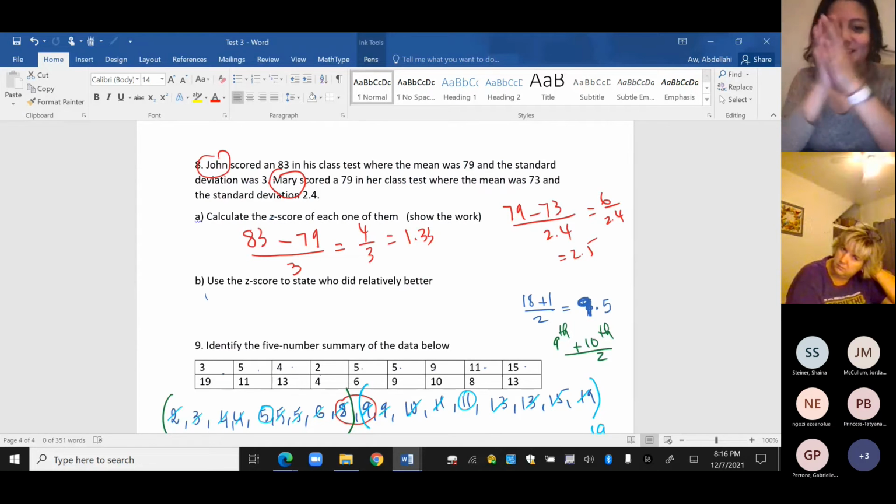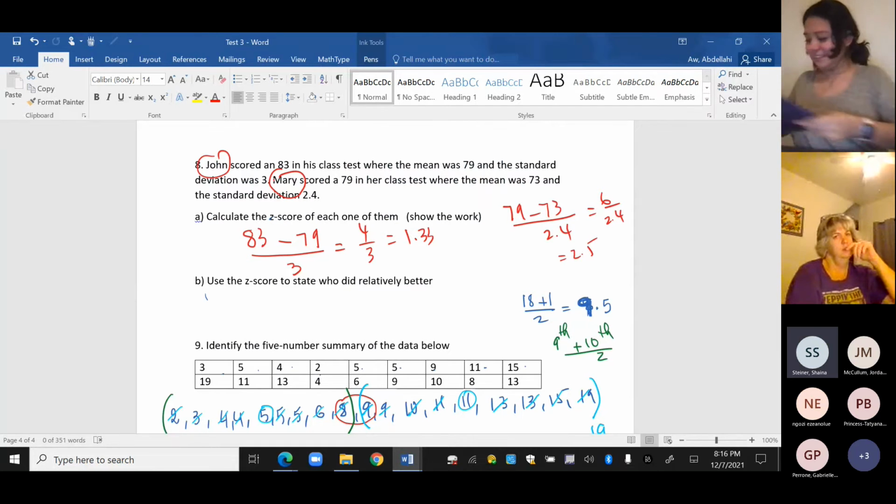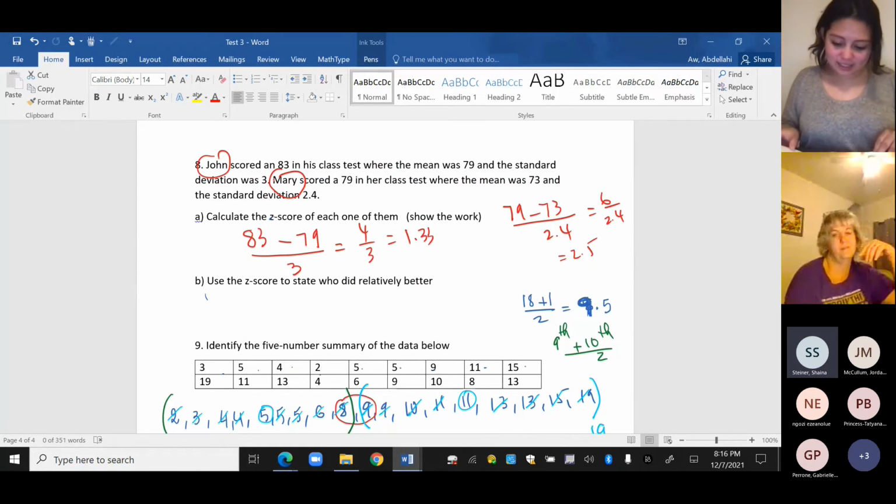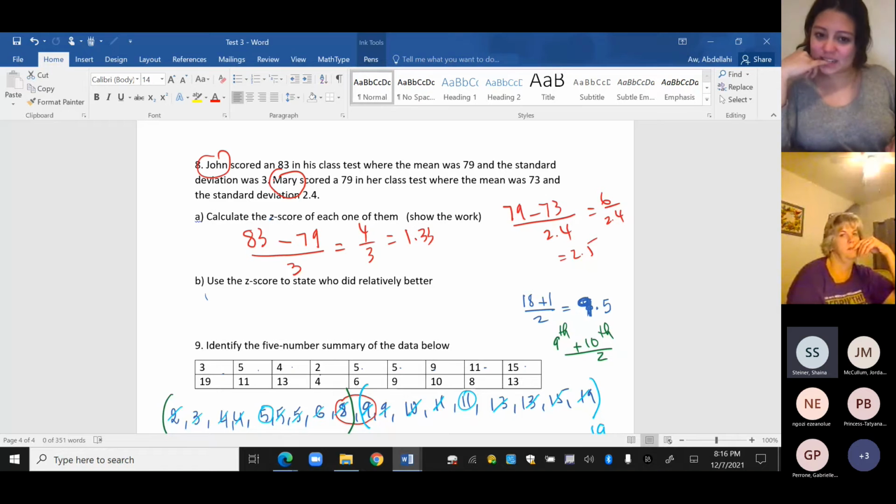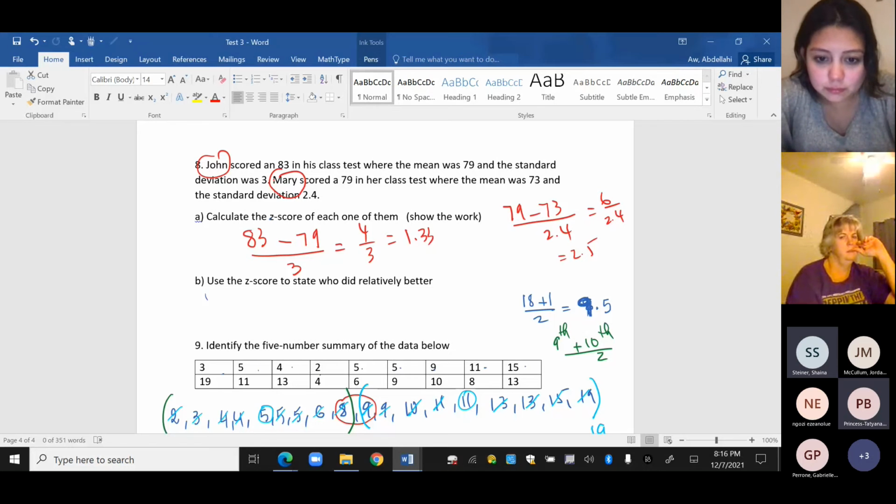Okay, I got that one wrong then. You see? I did it backwards for some reason. I did 79 minus 83 and 73 minus 79. Okay, I see. Then you will get negative numbers, but your conclusion can be the same. Your conclusion could be the same conclusion. Right. See? Okay. All right.